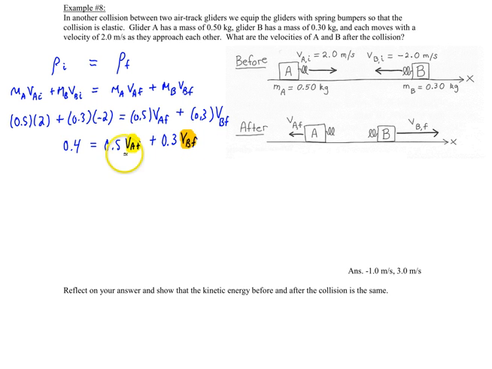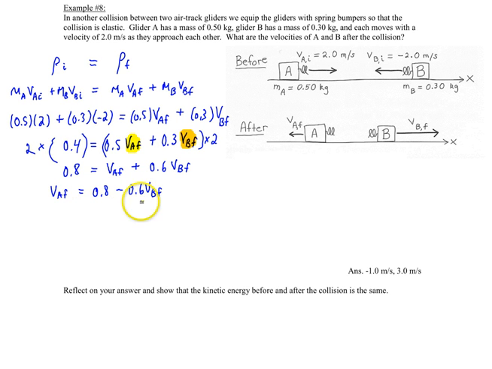So what I think I'm going to do here is, it looks like if I multiply everything by 2 or divide everything by half, I can get rid of this 0.5. So I'm going to multiply the whole side here by 2 and this whole side by 2, and so I get 0.8 equals VA final plus 0.6 VB final. And so that way I can rewrite VA final is equal to 0.8 minus 0.6 VB final. And so it's ready to be substituted into some equation here. So we'll call that equation number 1.